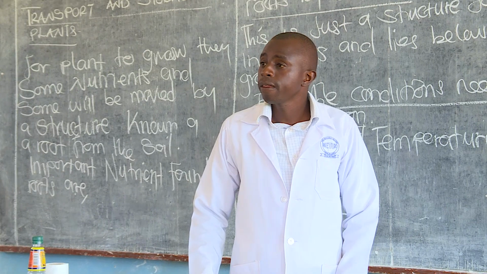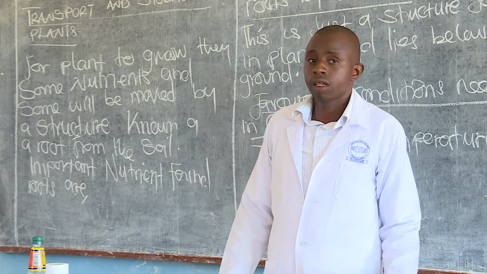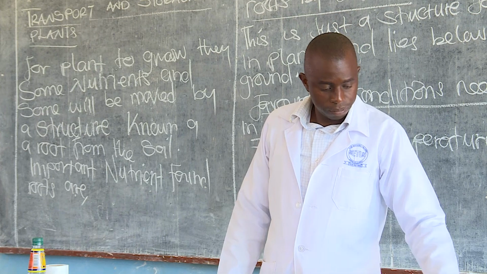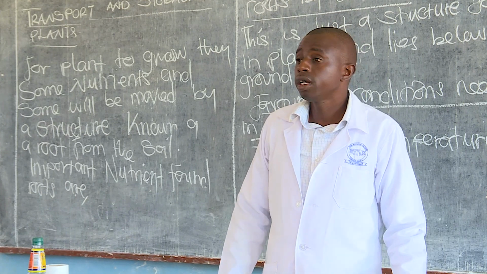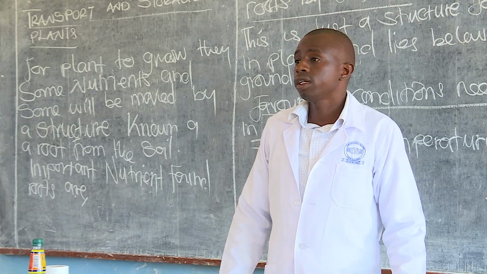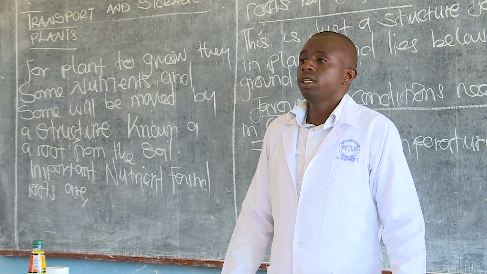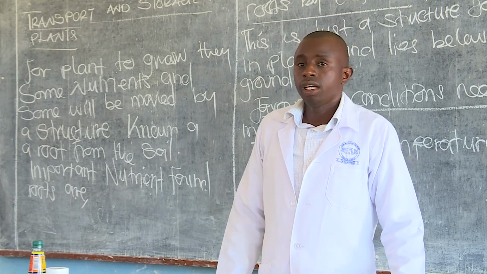The importance of roots in relation to photosynthesis. Roots are used to transport water and nutrients, which are needed for photosynthesis, from the soil. From the soil, for transportation. Okay, thank you very much.